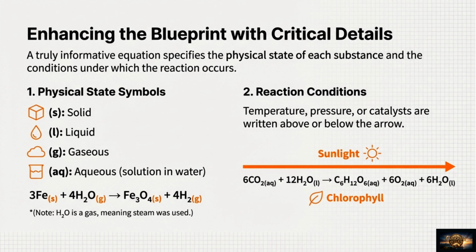To enhance the blueprint, we add critical details. Physical state symbols like S for solid or L for liquid indicate the state of each substance. Reaction conditions, such as sunlight or a catalyst, are written above or below the reaction arrow.